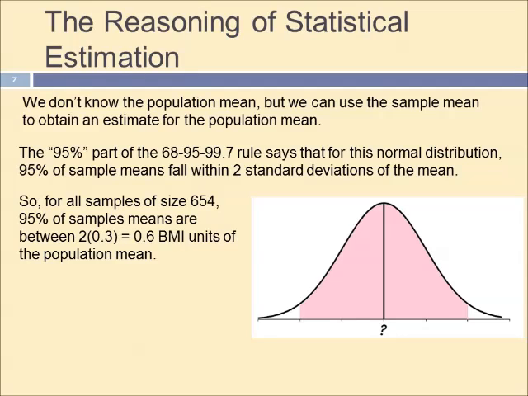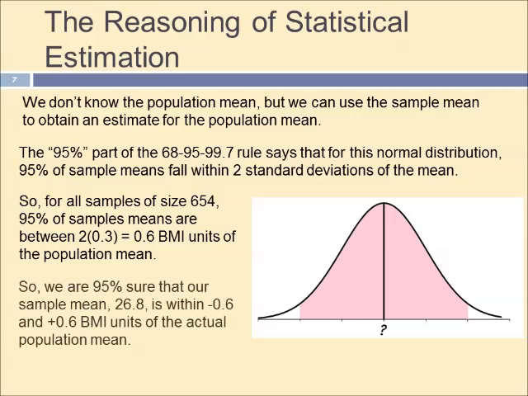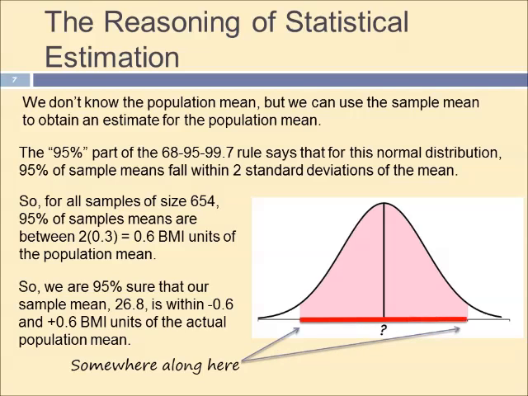So for all samples of size 654, 95% of sample means are within 0.6 BMI units of the population mean. So we are 95% sure that our sample mean, 26.8, is within minus 0.6 and plus 0.6 BMI units of the actual population mean. That's somewhere along here.